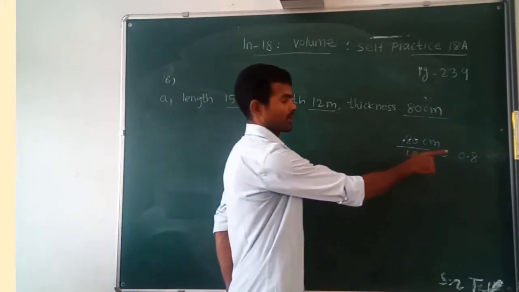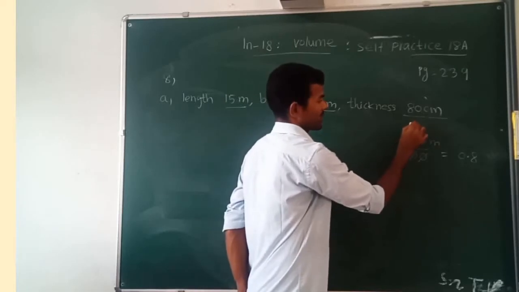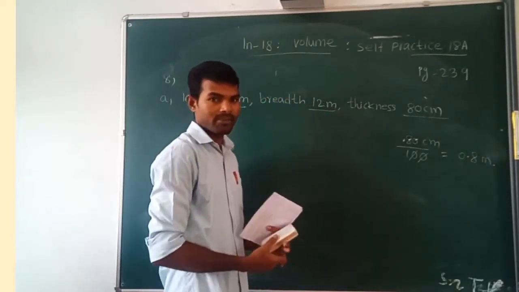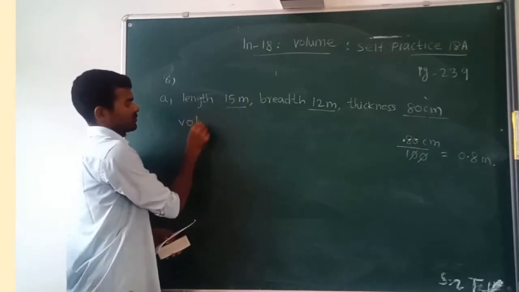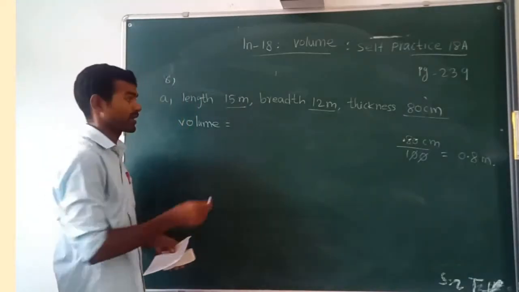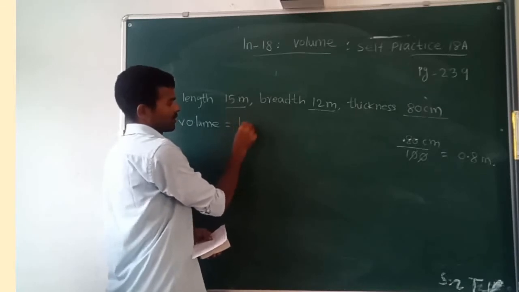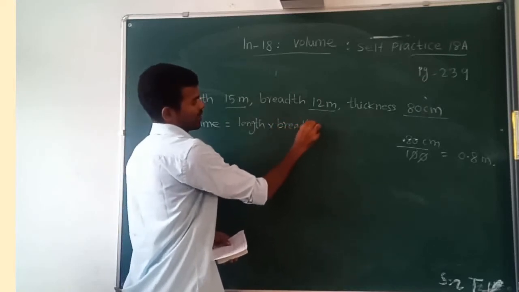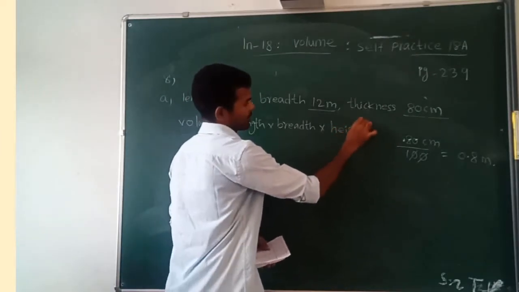Okay, this is the meter. So 80 centimeter is how much meter? 0.8. Got it? 0.8 meter. Now find the volume. Volume of the rectangular solid is equal to length multiply breadth multiply height or thickness.